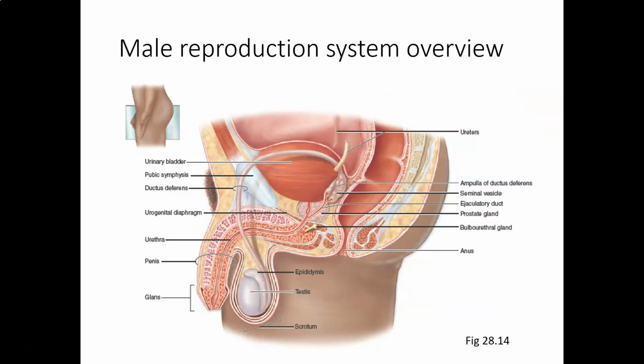Let's go back and look at where the bulbourethral gland is. It's close to the urethra, right here, and the gland has a bulb shape, which is why it's called the bulbourethral gland. The secretion of this gland, as well as the seminal fluid, is alkaline, which together makes the semen more alkaline.